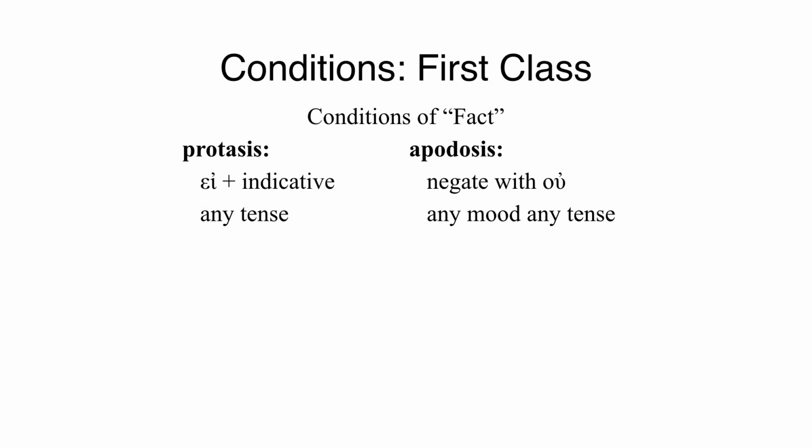The other conditions are a little more complicated in their construction, and we will consider those in the next lesson. But for now, the main thing to latch on to is what is the difference between the protasis and the apodosis, and what is the meaning of a first-class condition. It is used to express some sort of truth claim in the protasis. It's assumed to be true, and then followed by an apodosis. If they persecuted me, they will persecute you.